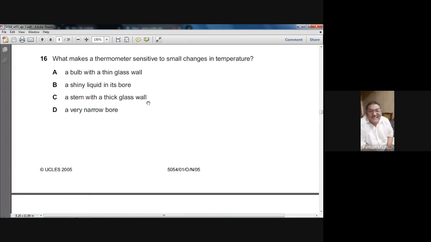So the right choice is D, a very narrow bore, a bore with the smaller diameter. That makes the thermometer more sensitive. So for question number 16, the choice is D.